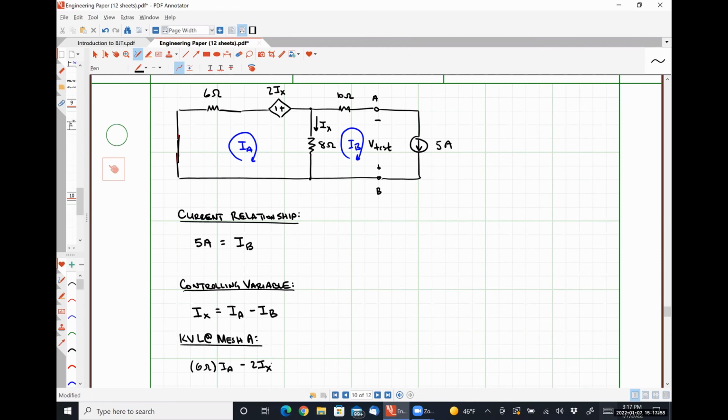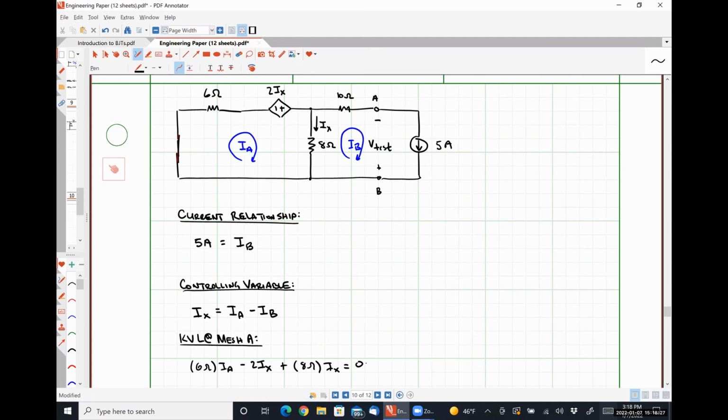I'm just going to leave it as IX because I'm lazy. That'll work too. Yeah, so 8 ohms times IX. So we would have... I personally would have called that particular version of IX IA minus IB, but I understand it absolutely doesn't matter.